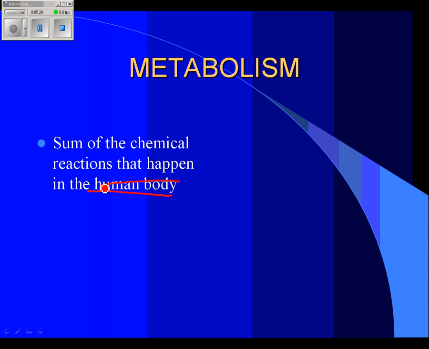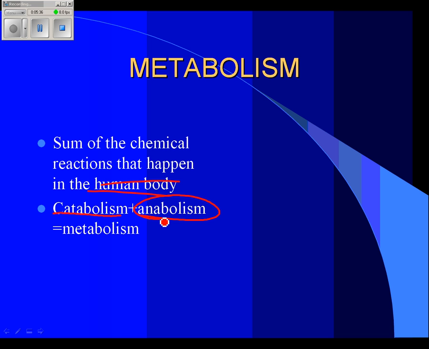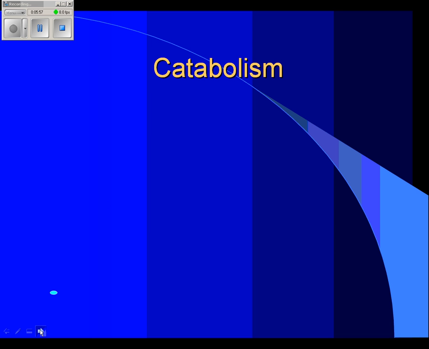Okay, that's its metabolism. And there are two kinds of metabolism. There is something called catabolism and something called anabolism. And the sum of those two basic kinds of reactions is called metabolism. We're going to come back to this in second semester of this class. But right now, we need to get the idea of catabolism and anabolism down.